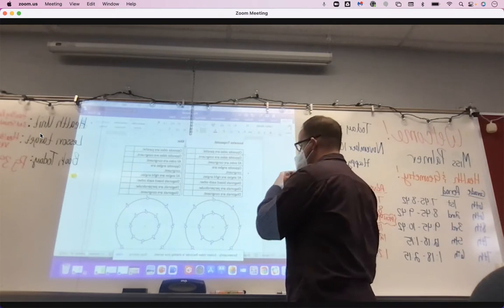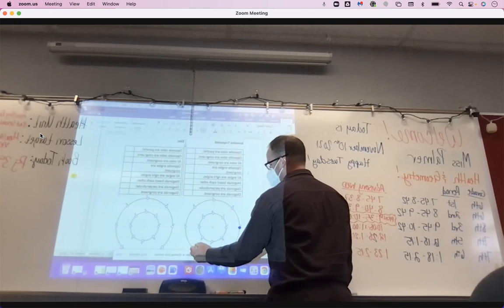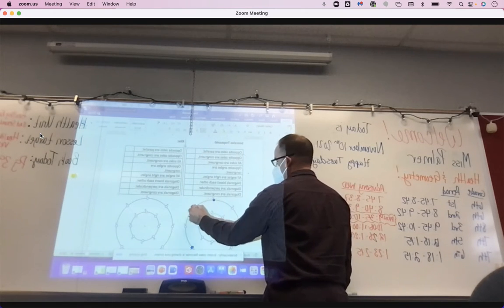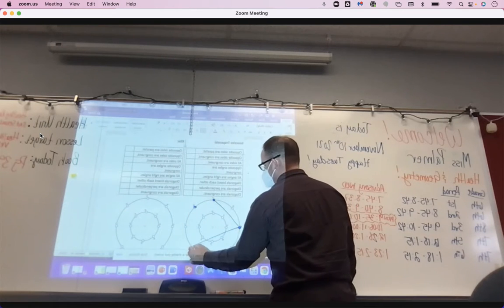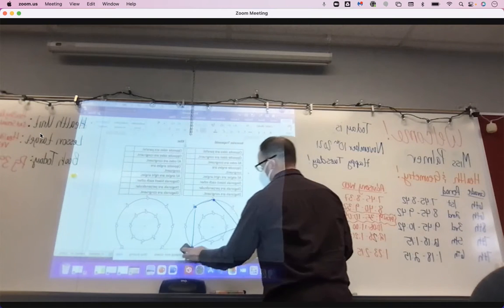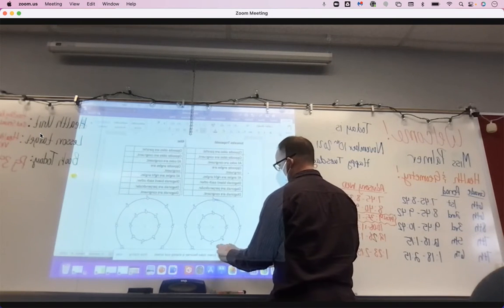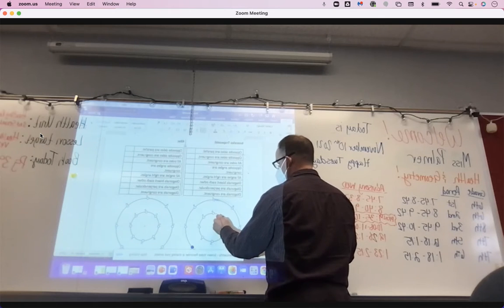Okay. So, isosceles trapezoid, yes? Yes, isosceles trapezoid. There's a couple ways to make an isosceles trapezoid on here. I think you could do it if you used all of the outer circle, like that. Most people are probably going to choose to use the inner circle and the outer circle.